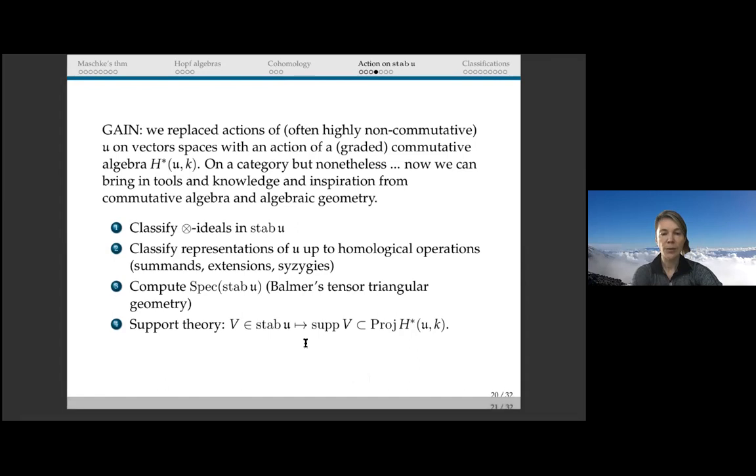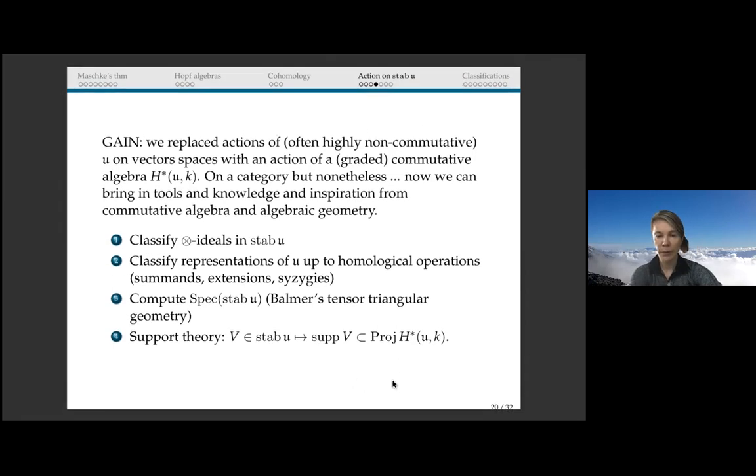I mentioned the spectrum. This was a construction introduced by Paul Balmer in something like 2005. The way it's usually done is one tries to construct a support theory in this setting. To any representation in the stable category, you associate a geometric invariant, the support, which lives in the projective spectrum of the cohomology algebra. Cohomology is a graded ring, so one can look at the affine spectrum, or one can look at the projective spectrum, just the set of all homogeneous primes.